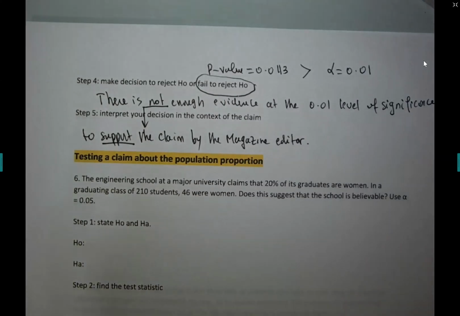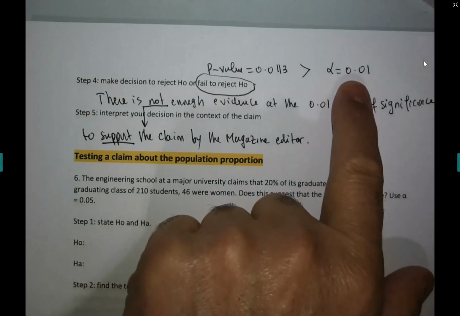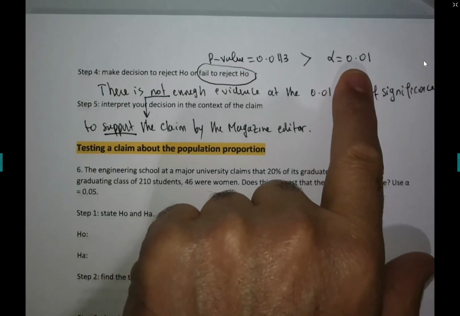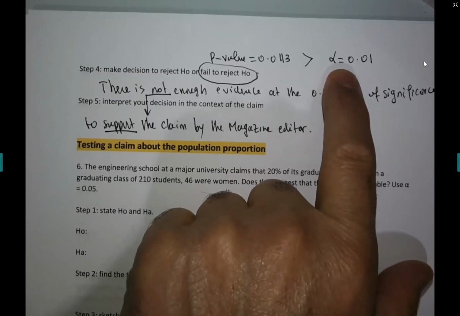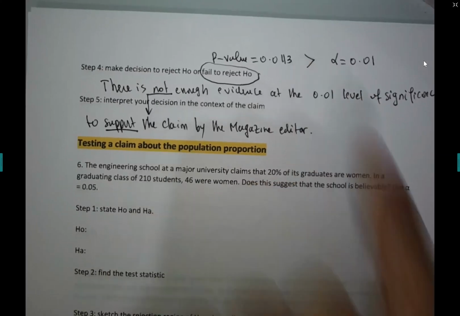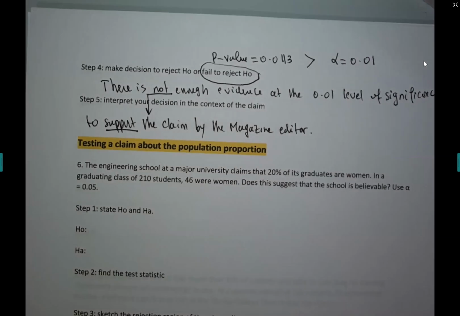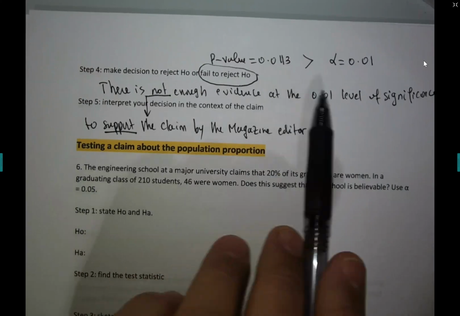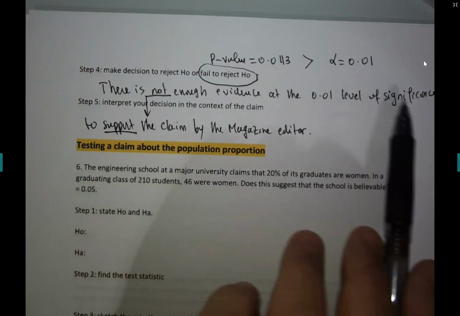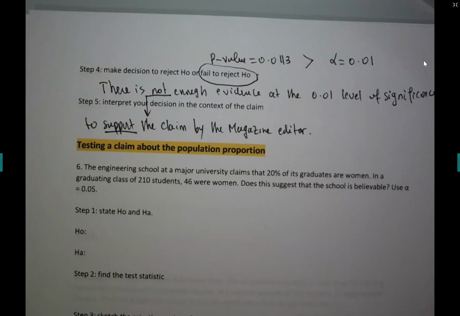If alpha was 5%, I might give you this same problem on the test, guys, and I'll change alpha to 5%. What will happen if alpha is 5%? Then you could reject H0. Then you reject H0, and look what you say, guys. There is enough evidence at the 0.05 level of significance to support the claim. So instead of not, you just say there is enough evidence to support the claim.